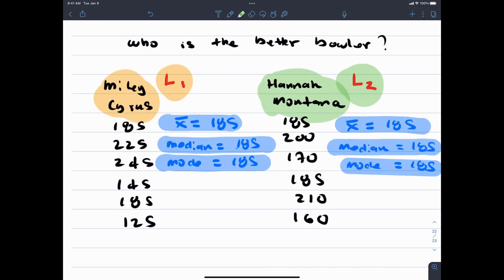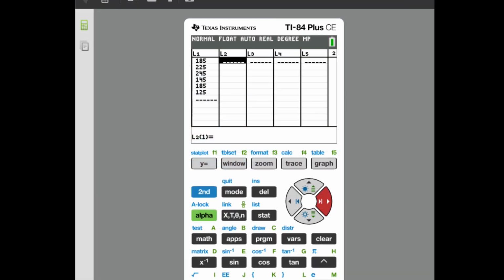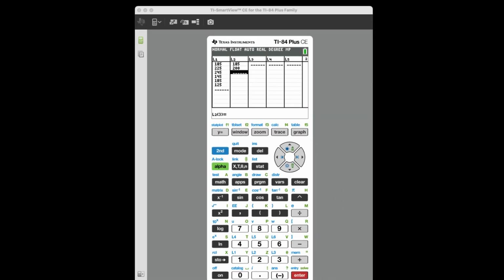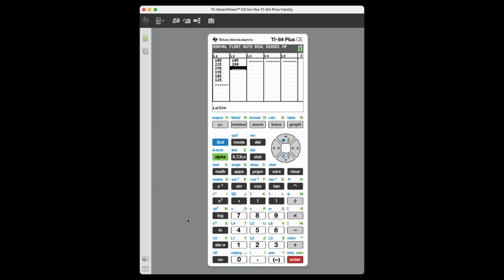So I can now enter Hannah's bowling scores into list 2. You don't have to do it this way. So 185, enter. 200, enter. Okay, maybe you want to see every detail. What comes next? 170, you hit what? Enter. 185, enter. 210, enter. And I'm going to say 160, we hit what? Enter. Okay, you okay with that?